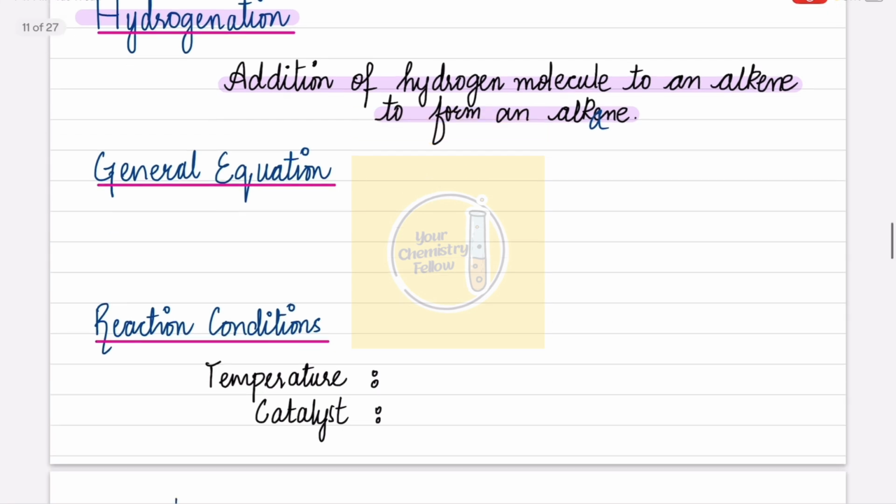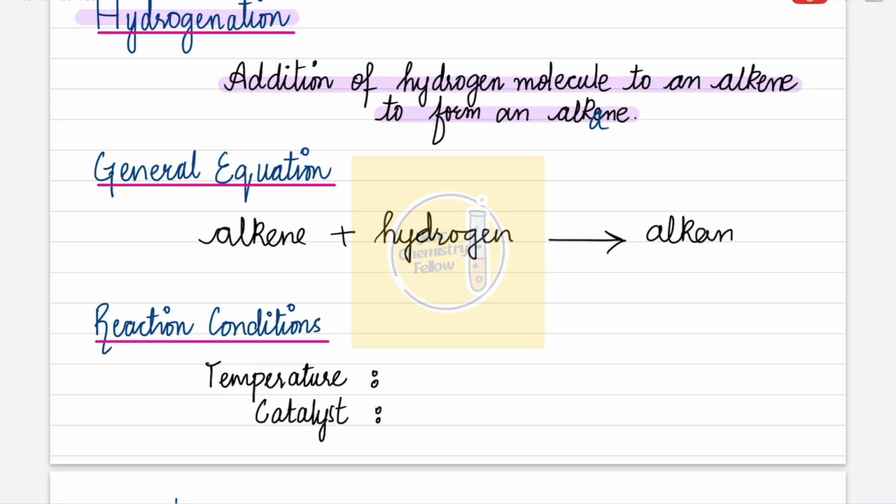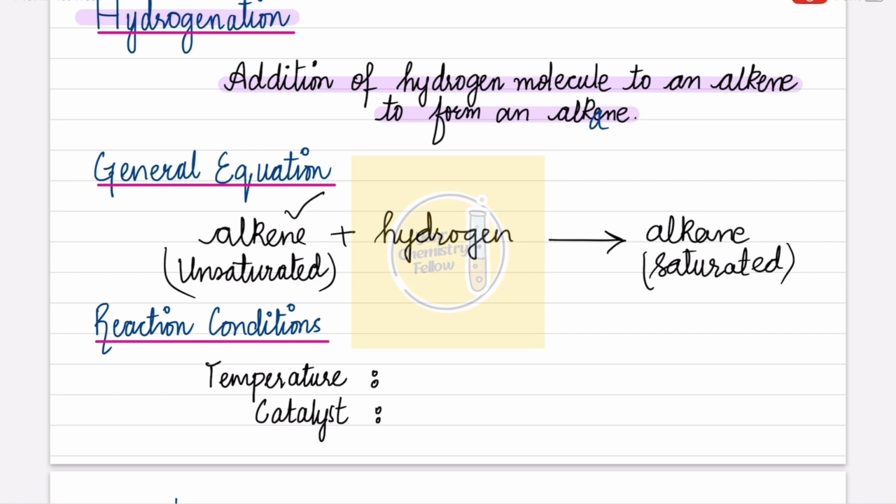The general equation for the reaction is alkene plus hydrogen makes alkane. Alkenes are unsaturated hydrocarbons and alkanes are saturated hydrocarbons. This means that in hydrogenation reaction, alkenes are converted to alkanes. This means that this is one of the methods for the preparation of alkanes.